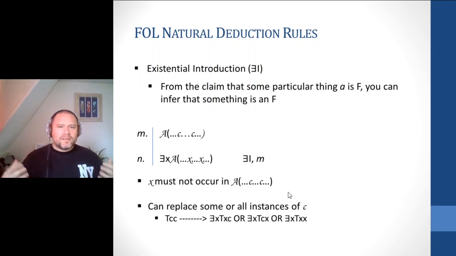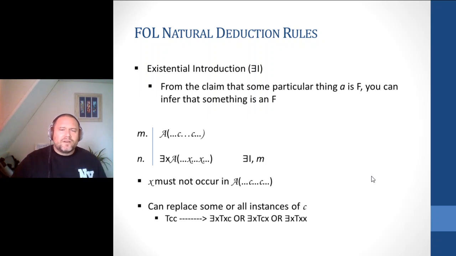So again, existential introduction, the basic idea is if you know that some particular thing satisfies a sentence, then you know something satisfies a sentence. So you can go from a sentence featuring names to a sentence with an existential as its main operator, where you've replaced at least some of the names with a relevant variable. So that's existential introduction. Unfortunately, existential elimination is difficult.